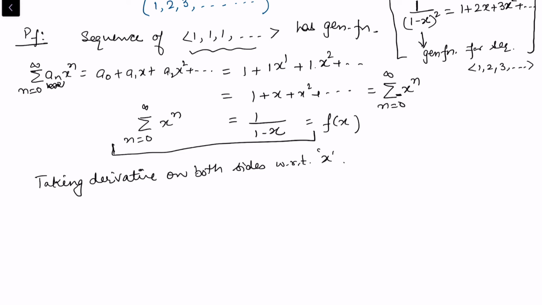So once we take the derivative on both sides, we get f dash x on the left hand side. And for 1 over 1 minus x, let's take the derivative. This will become minus 1 over 1 minus x square, and then the derivative of the inner term, that is 1 minus x, gives one more minus 1. So here we get 1 over 1 minus x square.